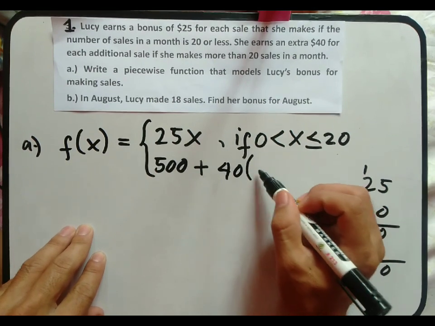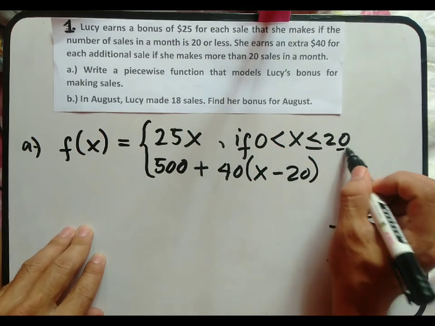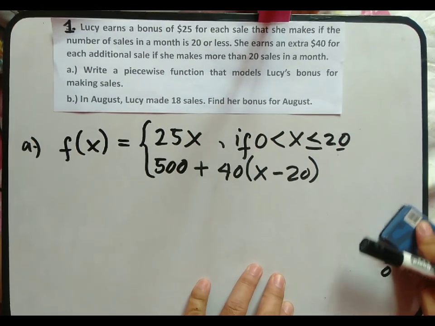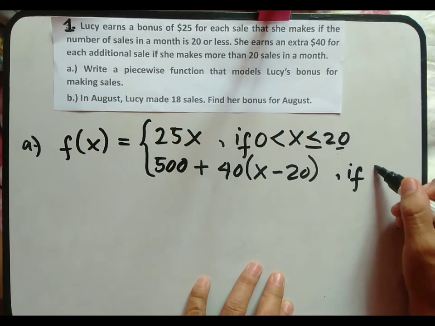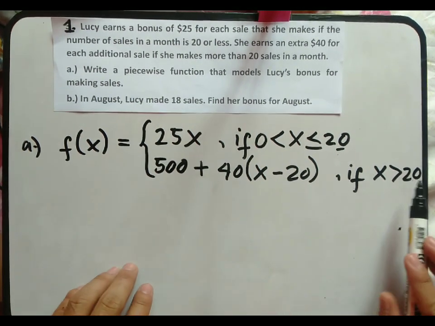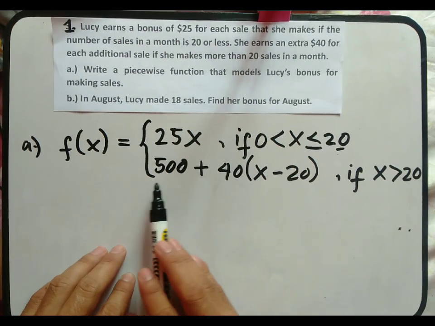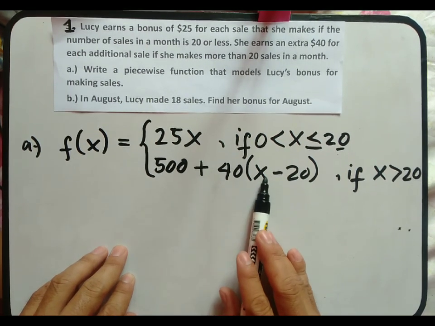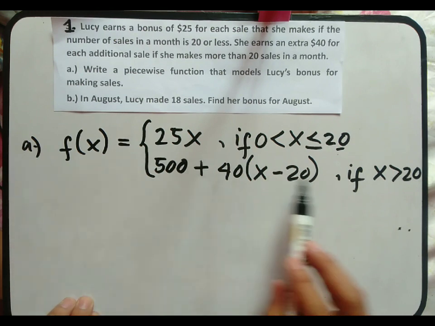Okay, so 40 times x minus 20. And then the condition is if Lucy made more than 20 sales. Okay, so kapag nakasale siya ng more than 20 sales, then ito yung magiging bonus niya: $500 plus 40 times x minus 20. So, we have here the piecewise function. So, this is the answer for letter A.